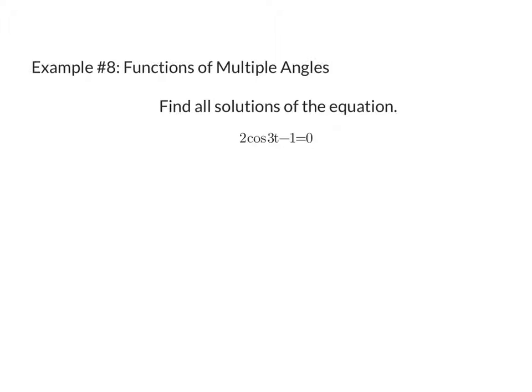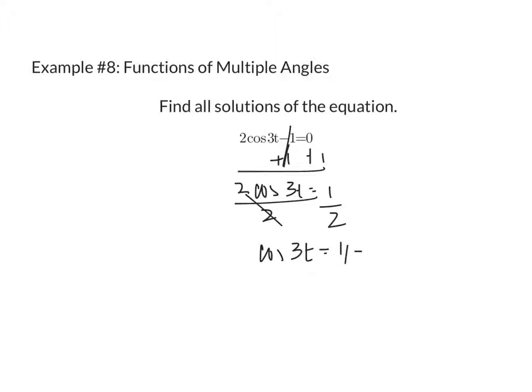So as we've done before, what we want to do is essentially solve for our unknown variable, which is t. So we're going to add 1 to both sides. So we're left with 2 cosine of 3t equal to 1. If we divide both sides by 2, we get cosine of 3t equal to 1/2.